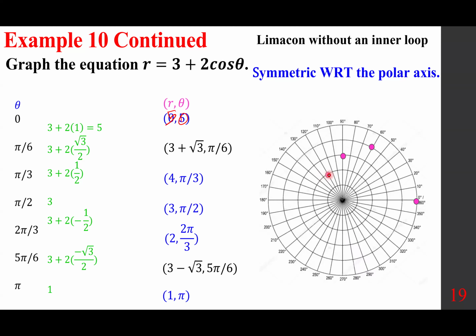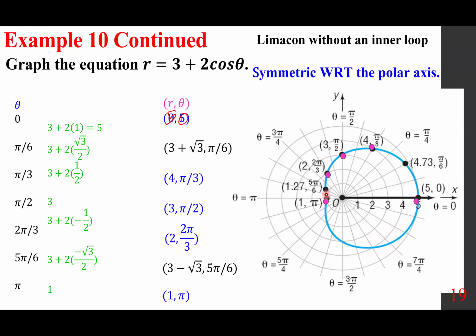Okay. This is easy. 1 pi. So pi is 180 degrees, everybody. Pi is 180 degrees, and 1 is just one of those circles. And then if you connect them, the bottom half is the same as the top, because remember, it's symmetric with respect to the x-axis, with respect to the polar axis. Again, degrees or radians, the same. Look at those pairs, everybody.